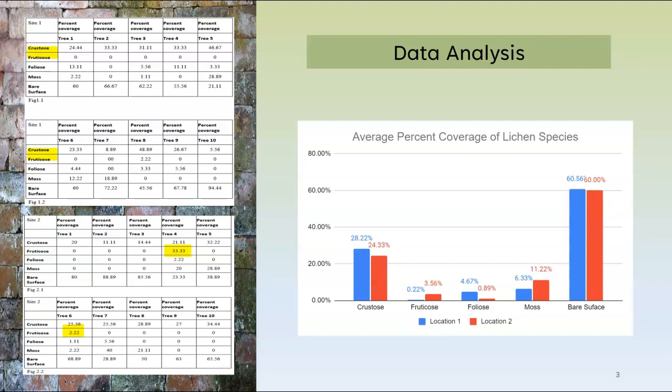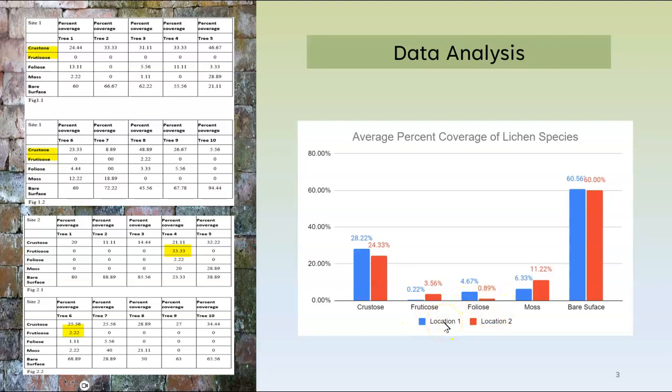So looking at the data that I have here, you'll see some patterns. The biggest pattern that you're going to see is over here on the average percent coverage of lichen species. You'll see that there was more fruticose in location 2, but more foliose in location 1. There was also more moss in location 2, and crustose was pretty close, about a 4% difference there. But the pattern there is the difference in fruticose versus foliose.